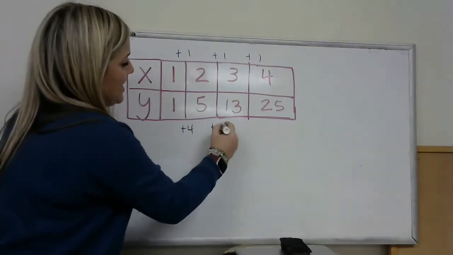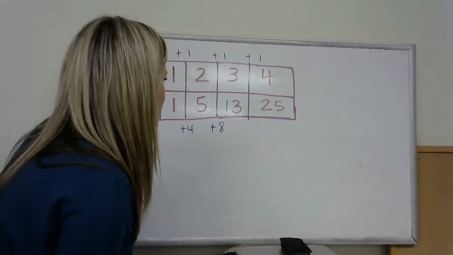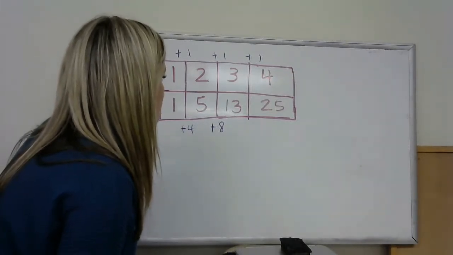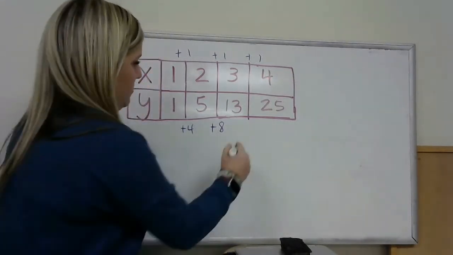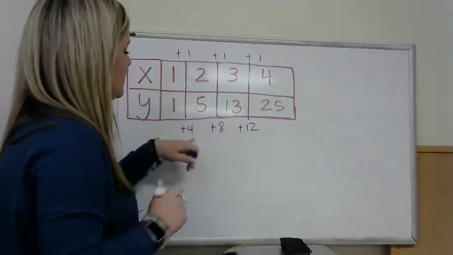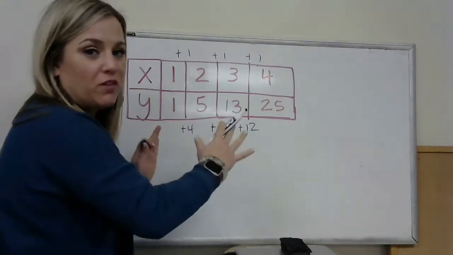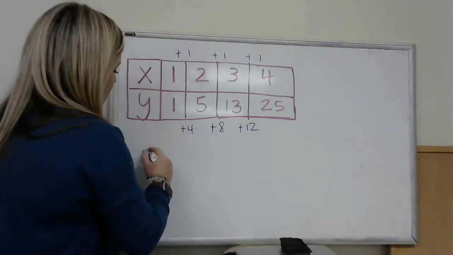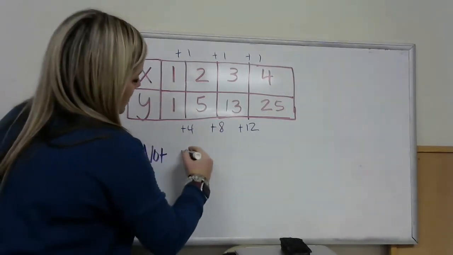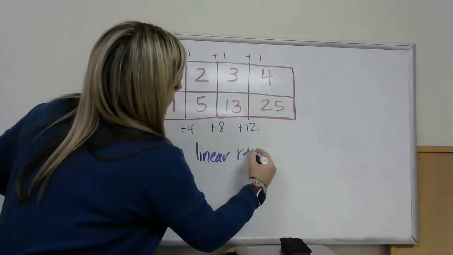5 plus 8 is 13. And 13 plus 12 is 25. So this is not changing at a constant. It's not the same number each time when it's moving. So this is going to be not a linear relationship, okay? Not a linear relationship.